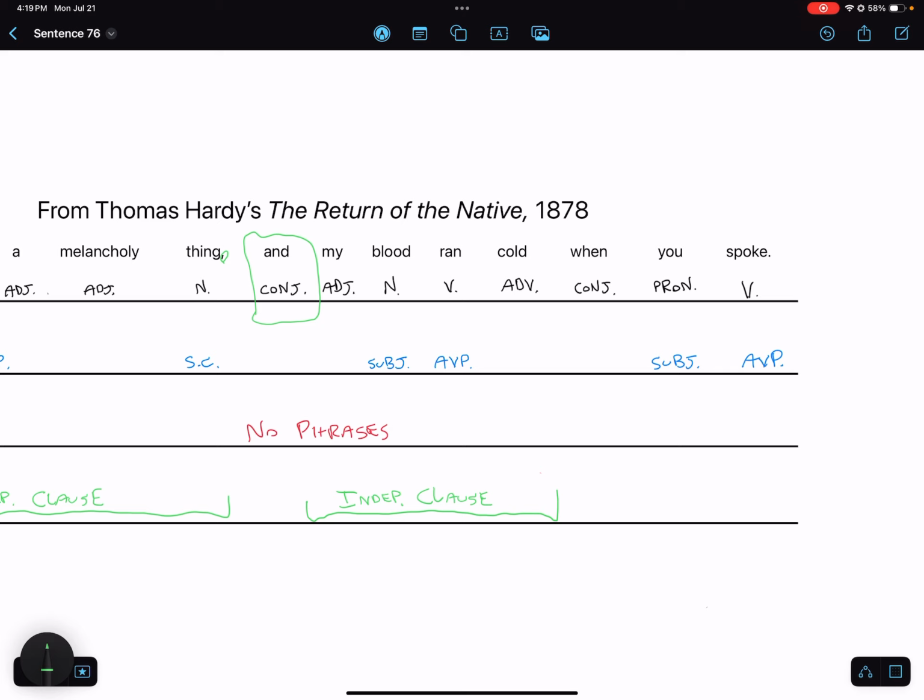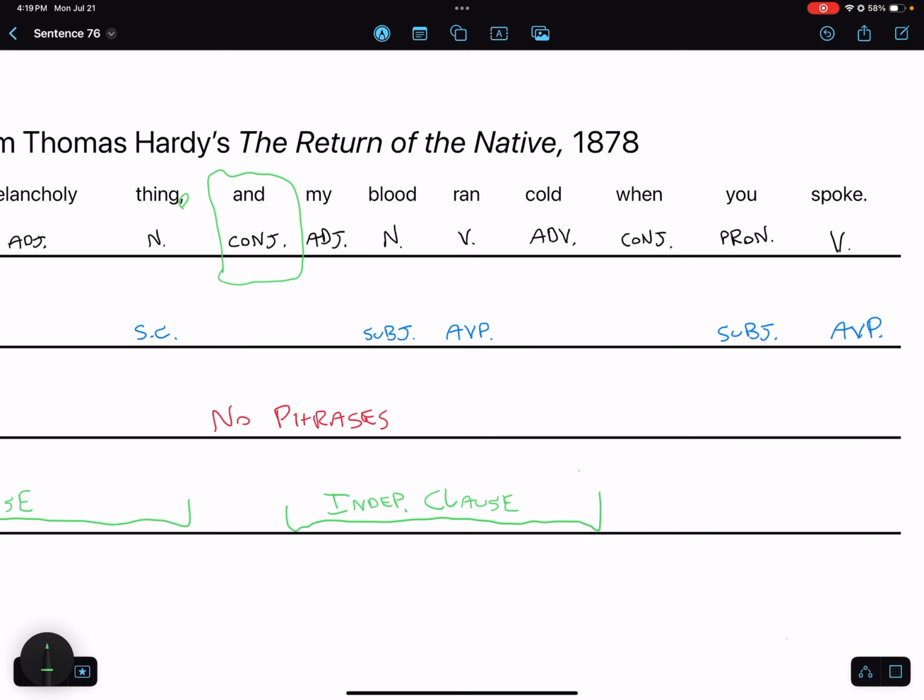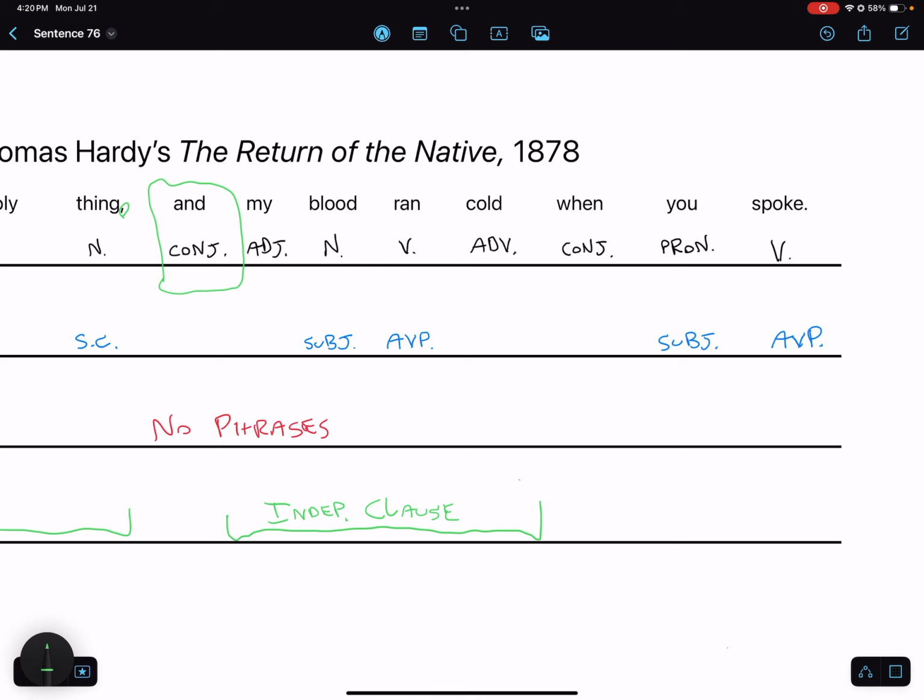Okay, so we have one more clause, as you can see, because we have a subject and AVP all the way on the end here. The trick is, is this going to be dependent or independent, and where does it start? Well, we can see this independent clause here, its bounds, it goes from my blood ran cold. That's where it is in the sentence. Now, it wouldn't make any sense if our dependent clause started any further back than when. For example, cold when you spoke wouldn't make any sense. We don't need to include cold again in our third clause. All we want to summarize in this third statement of an action is the fact you spoke. So that's going to be a dependent clause, when you spoke.